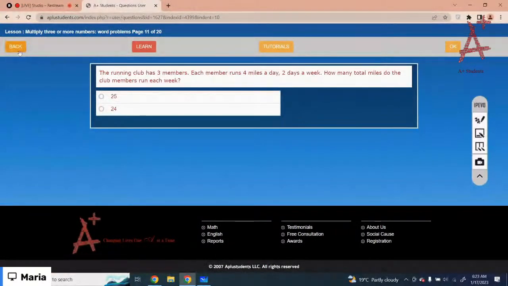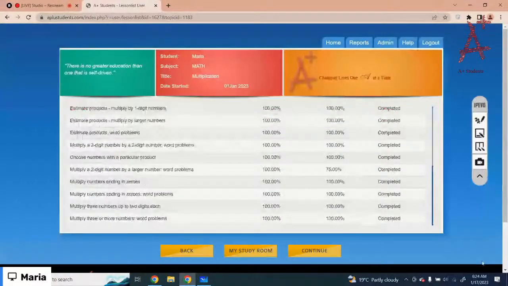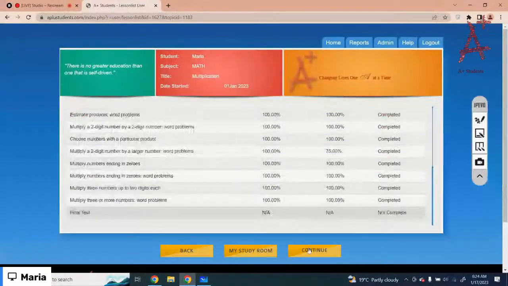Let me just move on to the next lesson. And the next lesson is the final test of the chapter. Let's just start with the final test of the chapter. Okay, we're going to start with the final test of the chapter multiplication. So let's just start.